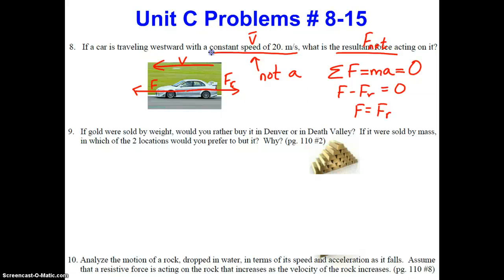If gold were sold by weight, would you rather buy it in Denver or in Death Valley? If it were sold by mass, in which of the two locations would you prefer to buy it and why? This question gets at something that we need to be careful about and kind of actually nitpicky about in this class, and that's the difference between weight and mass. Mass is the amount of matter an object possesses, and weight is the pull of gravity on that mass.